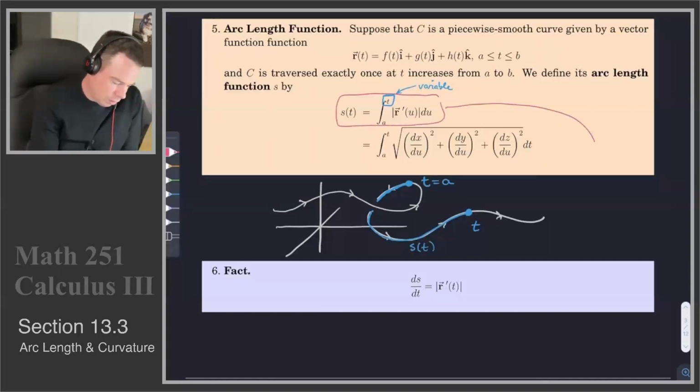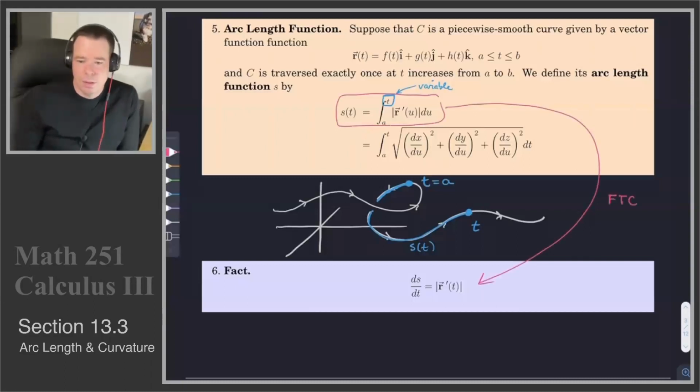So when we take the derivative of that, we can use the fundamental theorem of calculus, which says that if the limits of integration are constant up to the variable you're differentiating with respect to, then you just take that variable in the upper limit of integration and pop it into the integrand. And so that's our fact. Our fact is really just the fundamental theorem of calculus.